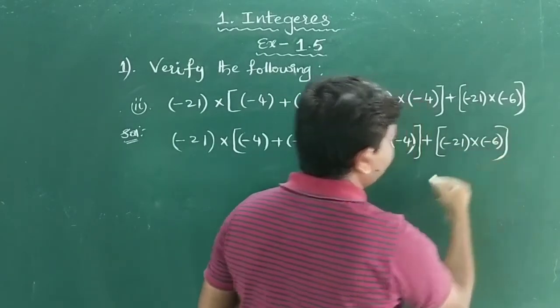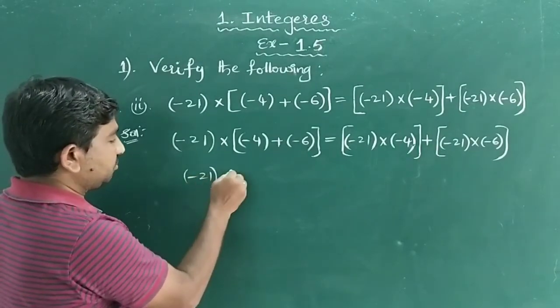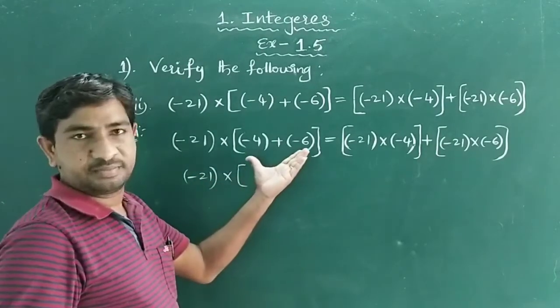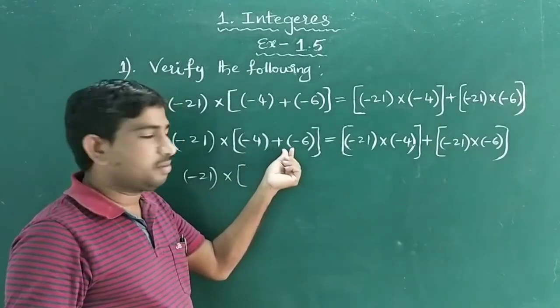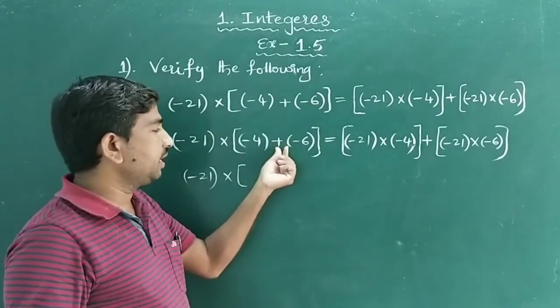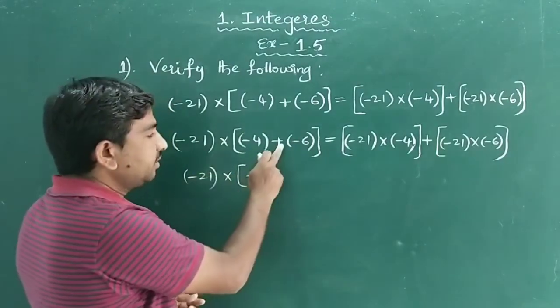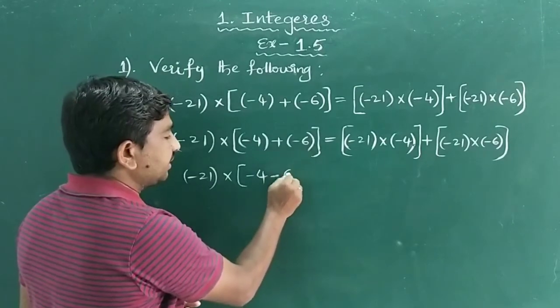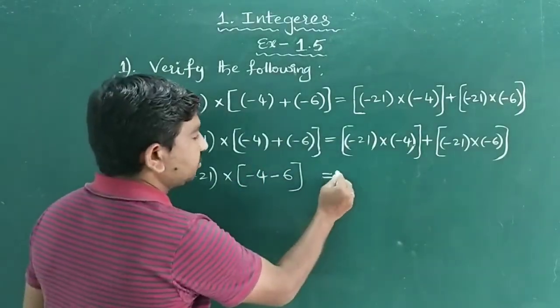Write the first question as it is, and now the left side value: minus 21 as it is, into, now simplify this. As I said already in the previous problem, the bracket converts into a relation, plus into minus, minus. So this is minus 4, remove the bracket, plus into minus, minus, and this is 6. So finally we get minus 4 minus 6.